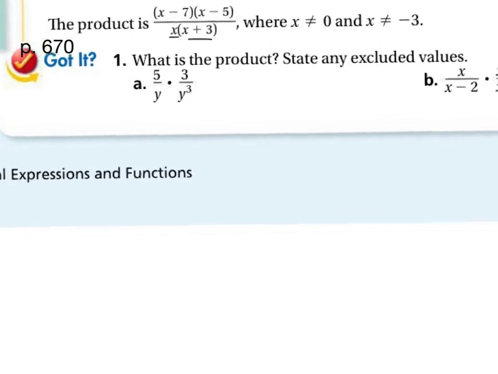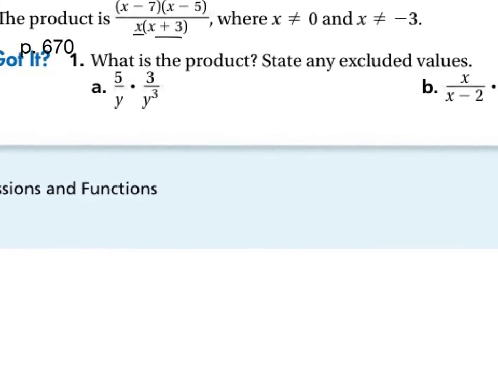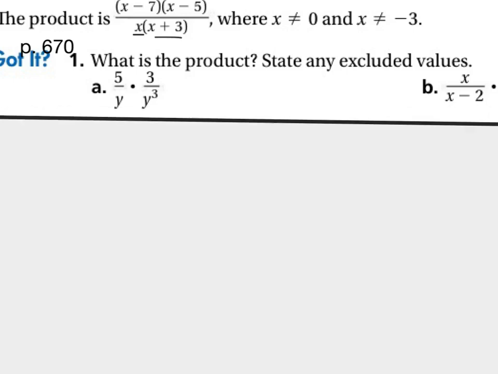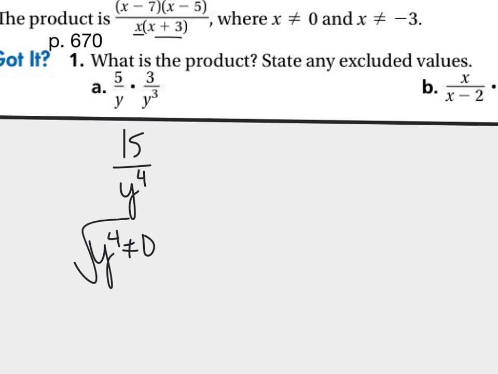What is the product? State any excluded values. Same thing they just did. That would be 15 over y to the 4th. And then for the excluded value, we don't want our denominator to equal 0, so you could take the 4th root. Technically, anytime you take an even root, like with square root, you put plus or minus in front of it, because with an even number of factors, an even number of negative factors multiplied could make it positive. Anyway, in this case, plus or minus 0, it's all the same. Just y cannot equal 0.